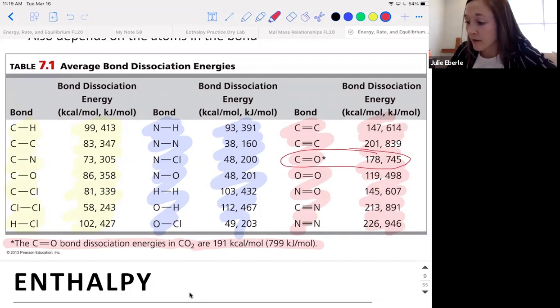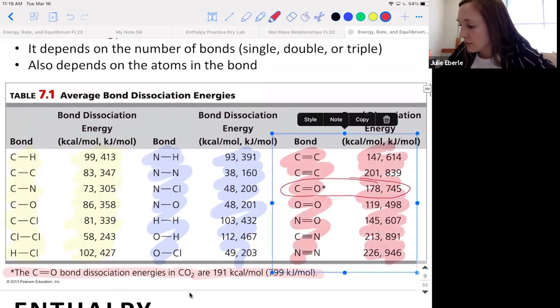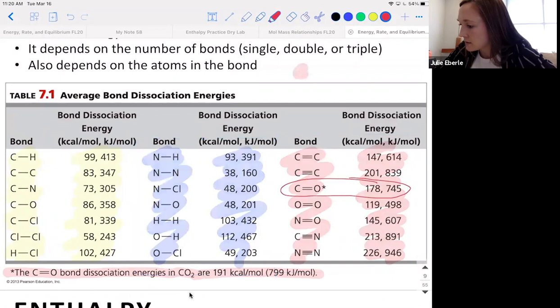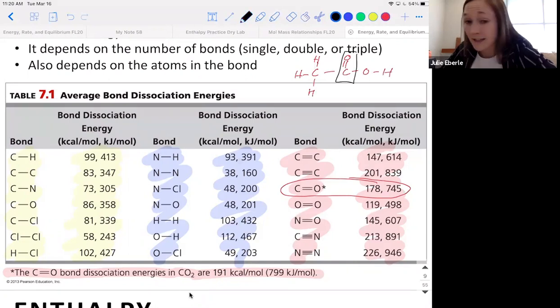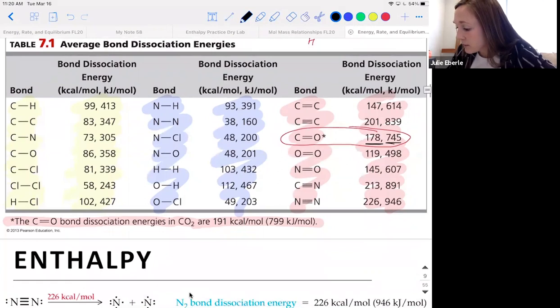So for any molecule, if you have a CO double bond, for example, if I had a molecule like this, carbon with hydrogens, and then I had another carbon here and it's double bonded to oxygen like this. This particular CO bond, because it's not a molecule of carbon dioxide, you would just use the 178 or the 745. If I was asking for kcals, you would use 178. If I was asking for kilojoules, you'd use 745. But if it's a molecule of CO2, which looks like this, these carbon-oxygen double bonds, you use the 191 or the 799. I don't know why they're different. They just are based on data that they've collected.